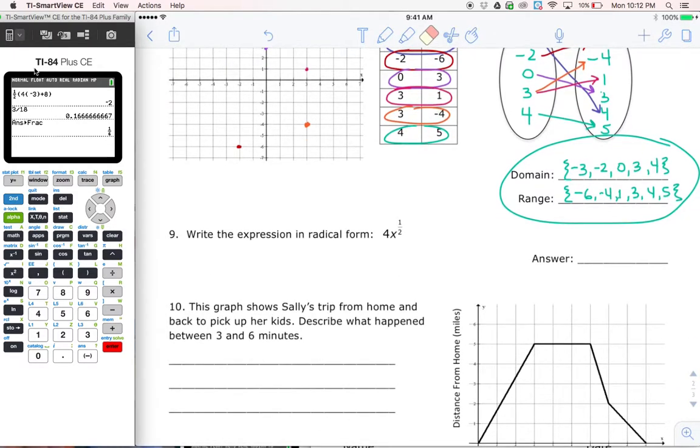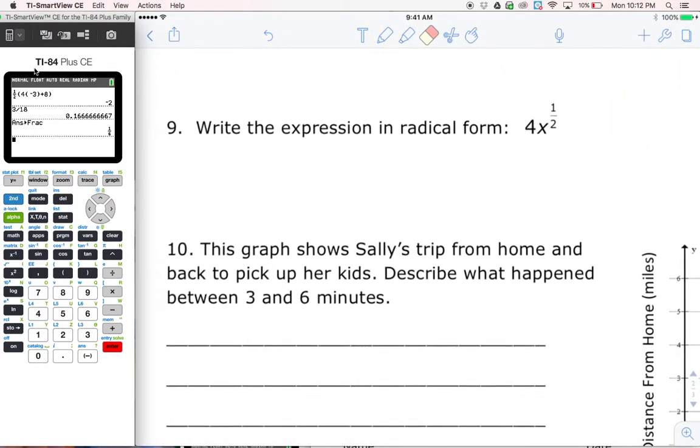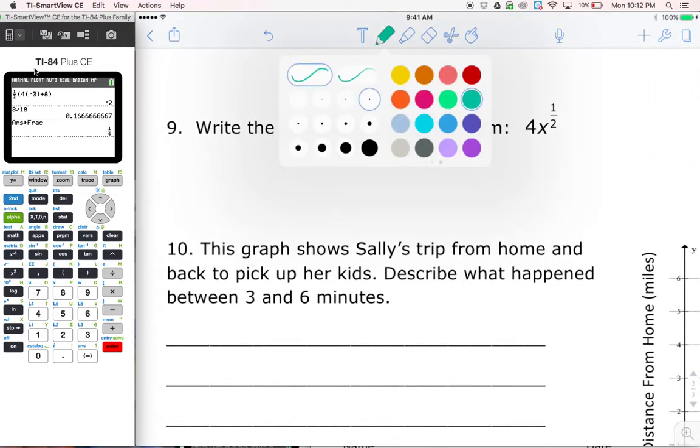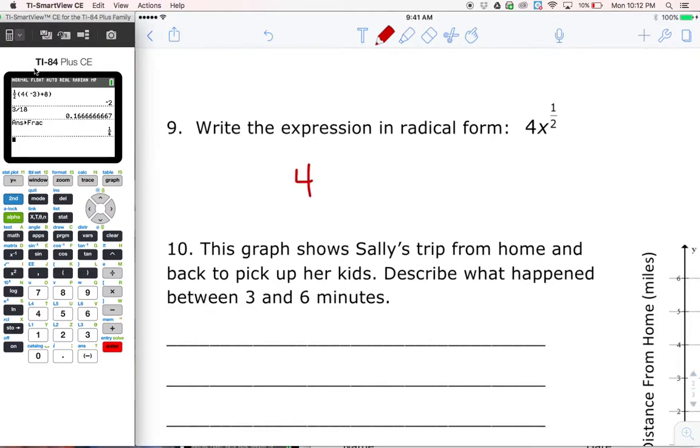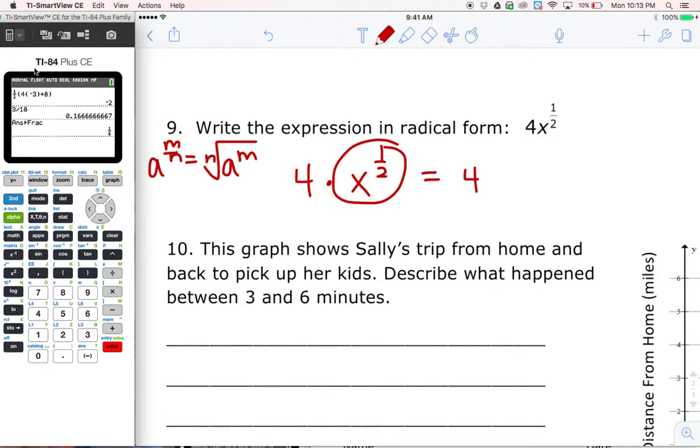Write the expression in radical form, problem number 9. Okay, in this problem, let's first remember that this is really 4 times x to the 1/2. We have a special rule for stuff like this. If you look on your formula card, it says a to the m over n equals, n is the index number right there, a to the m. We're just going to follow that same exact pattern, all right?